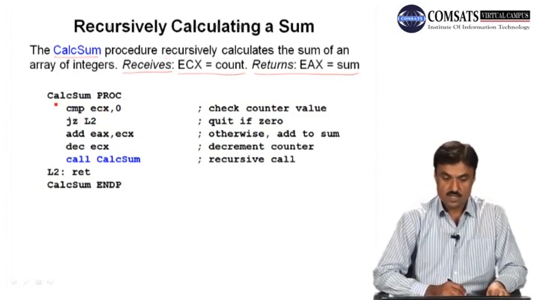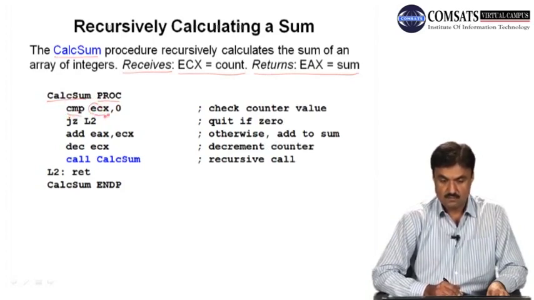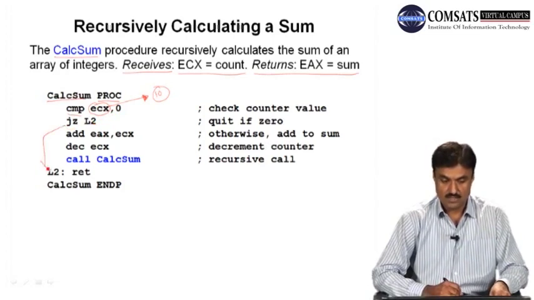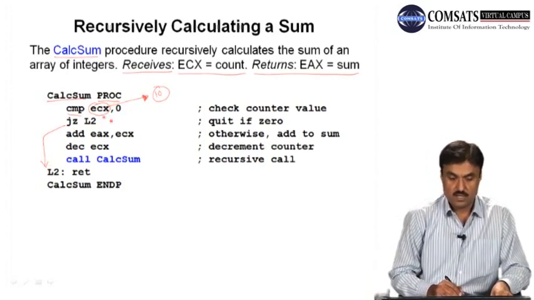In this procedure, you can check CalculateSum is a procedure, and here we are comparing ECX, which has the value to recursively call the procedure itself. For example, its value is 10, so ECX is 10. If we compare, and the counter is equal to 0, then we will jump to L2, we will exit. So this is called the termination condition.